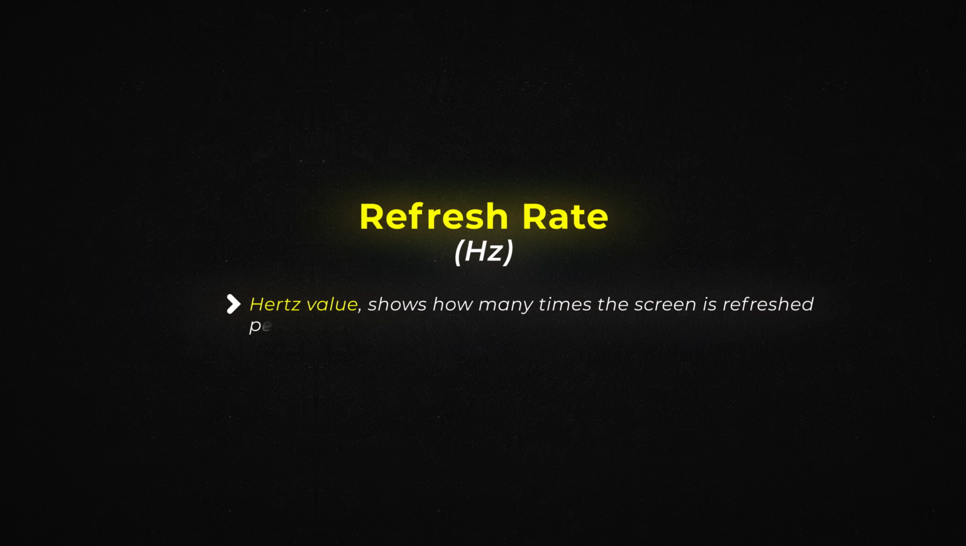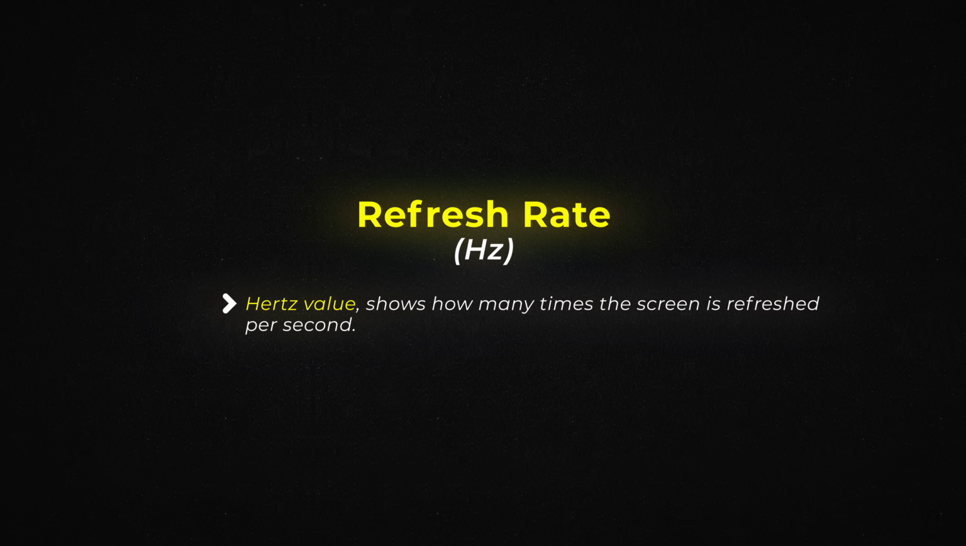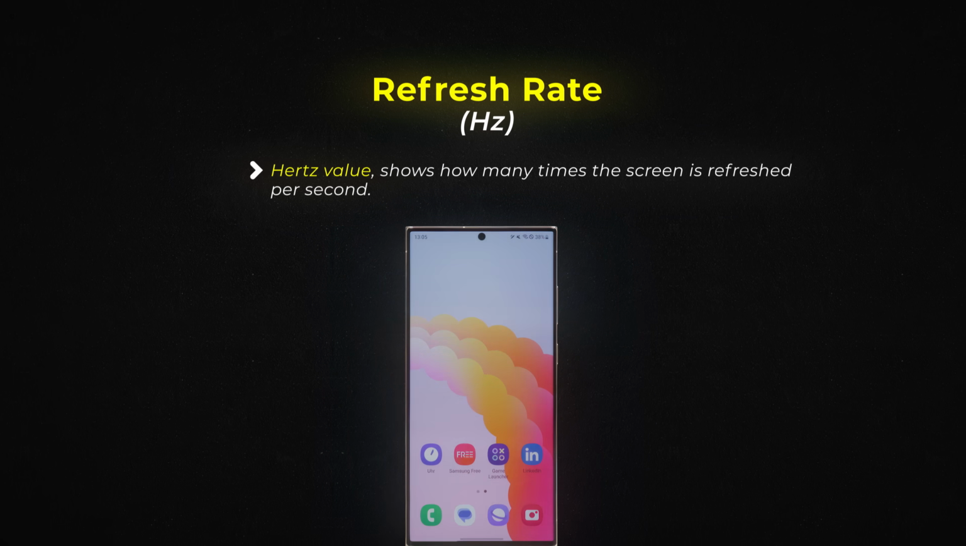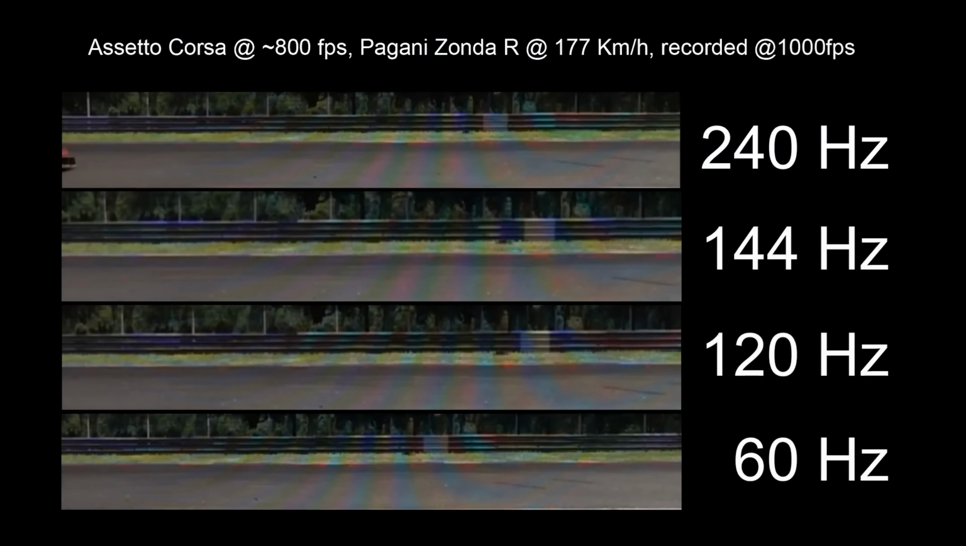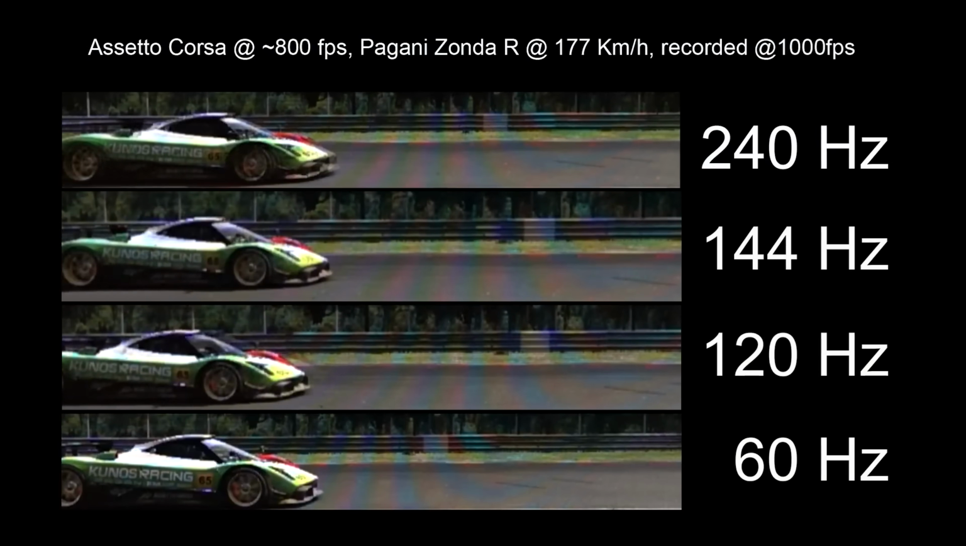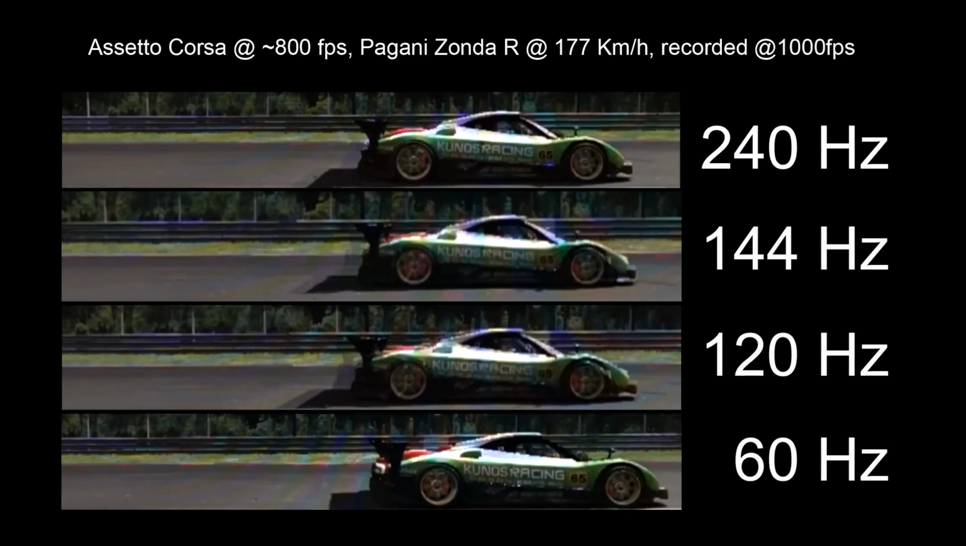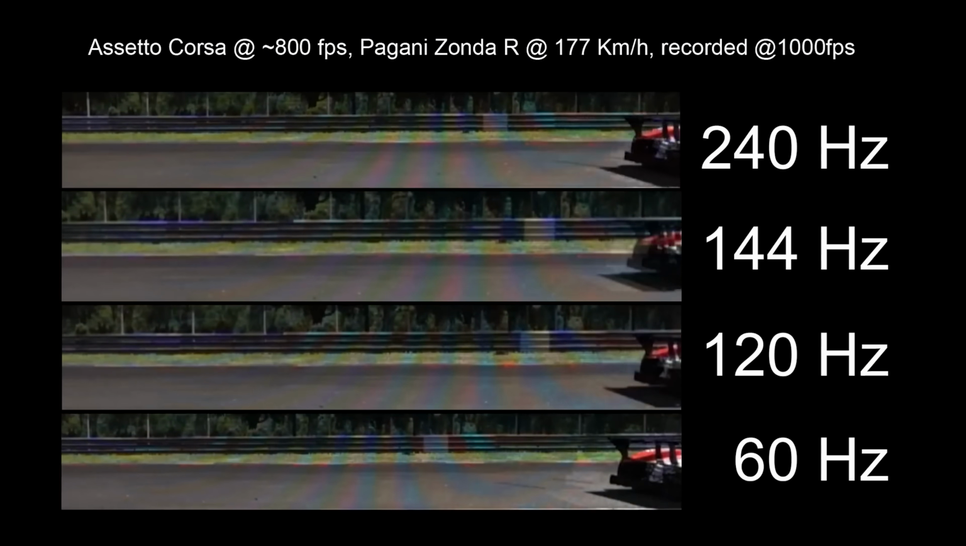Also, there is the refresh rate, that is the Hertz values that I just mentioned. The Hertz value on the phone screen shows how many times the screen is refreshed per second. For example, a phone with a 120 Hz screen can display 120 frames per second. As this Hertz value increases, the screen becomes more fluid. Especially when playing games, you can notice this much better.